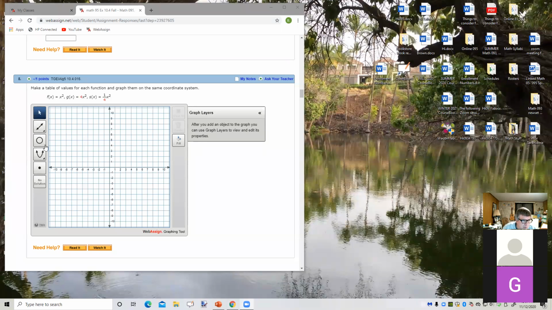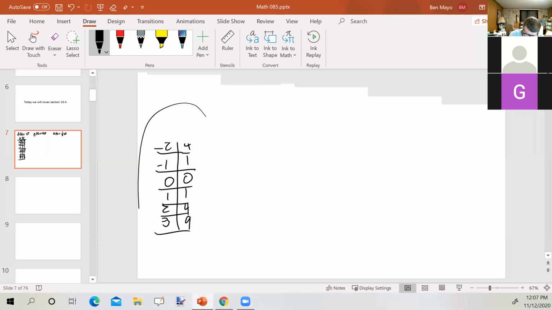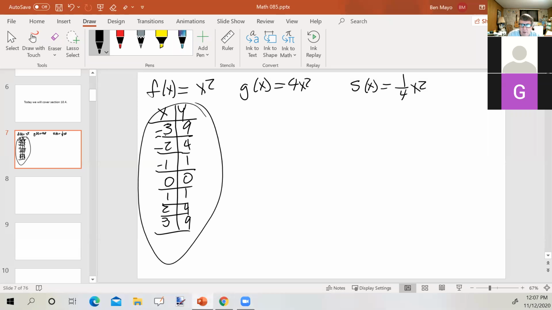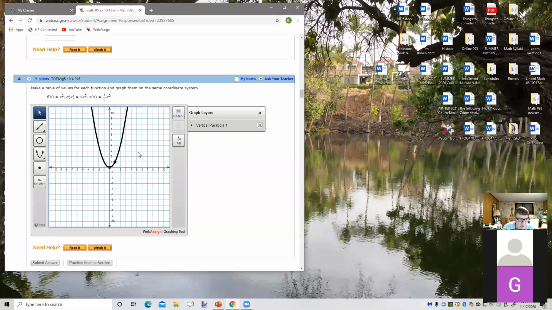Okay, so let's go to Webassign and graph f of x equals x squared. I'm going to click on the parabola until it turns blue. f of x equals x squared has a vertex at the origin and then one other point. I can use any one of these ordered pairs. I'll just use (1, 1). So here's my second point, and boom, there's my parabola. Any questions about that?